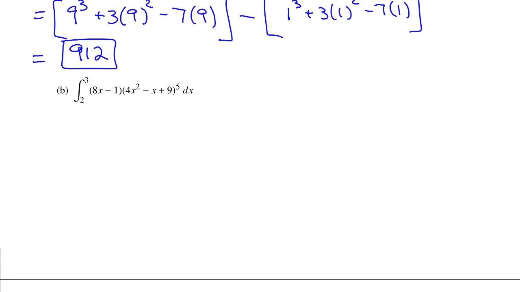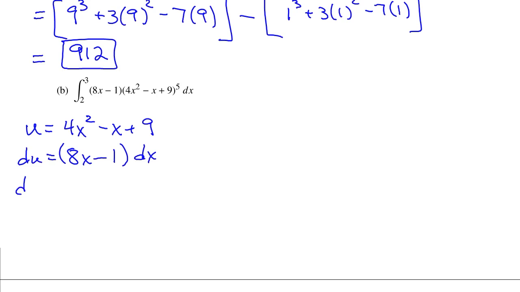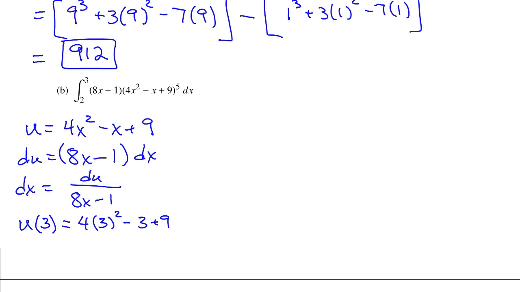Question B, find this integral. So we need to use substitution. So I'm going to let u be 4x squared minus x plus 9. du is equal to 8x minus 1 dx. And dx is equal to du over 8x minus 1. Since it's a definite integral, we also need to substitute out the limits. So u of 3 would be 4 times 3 squared minus 3 plus 9, which is 42. And u of 2, which is equal to 4 times 2 squared minus 2 plus 9, which is 23.